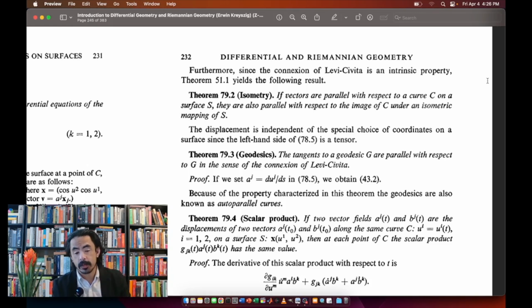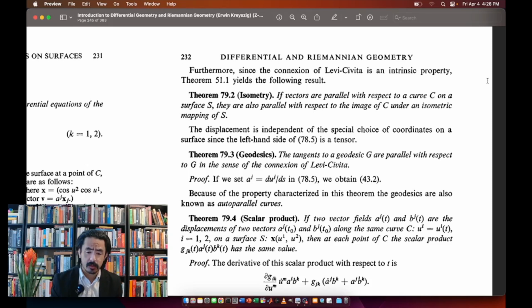But anyways, theorem 79.2, isometry. If vectors are parallel with respect to a curve capital C on a surface capital S, they are also parallel with respect to the image of the curve capital C under an isometric mapping of the surface capital S. The displacement is independent of the special choice of coordinates on a surface, since the left-hand side of the differential equations of Levi-Civita forms, or is, a tensor.